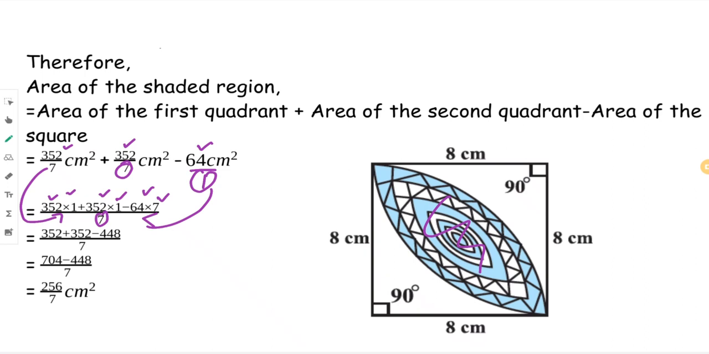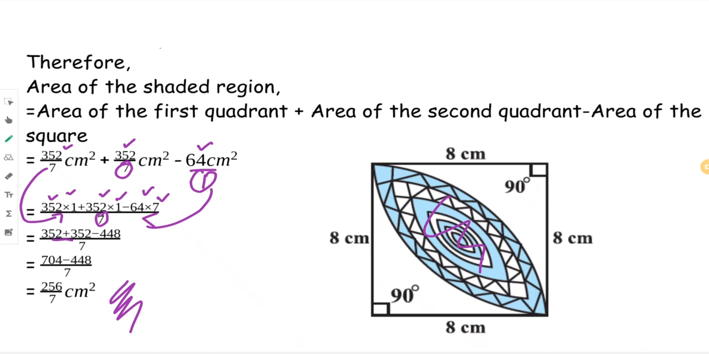So 352 into 1, I'll get 352. Again, 352 into 1, I'll get 352. Then minus 64 into 7, I'm going to get 448, right? So when you add 352 plus 352, I'll get 704. So that's how we'll get, after you subtract, the area of the design to be equal to 256/7.